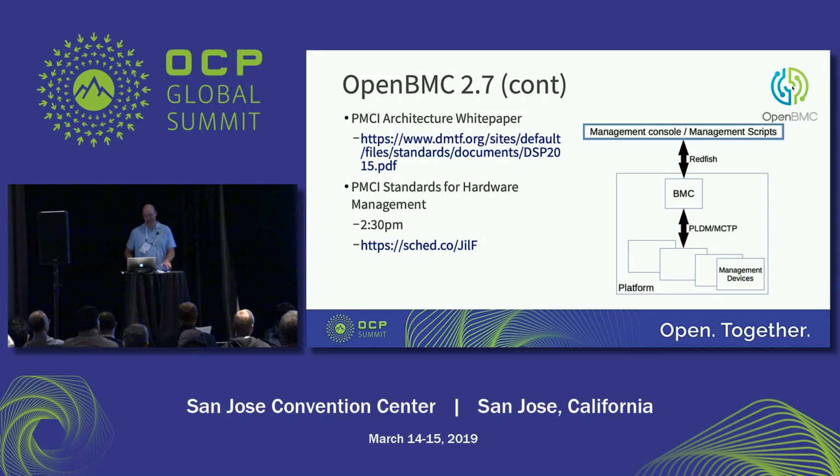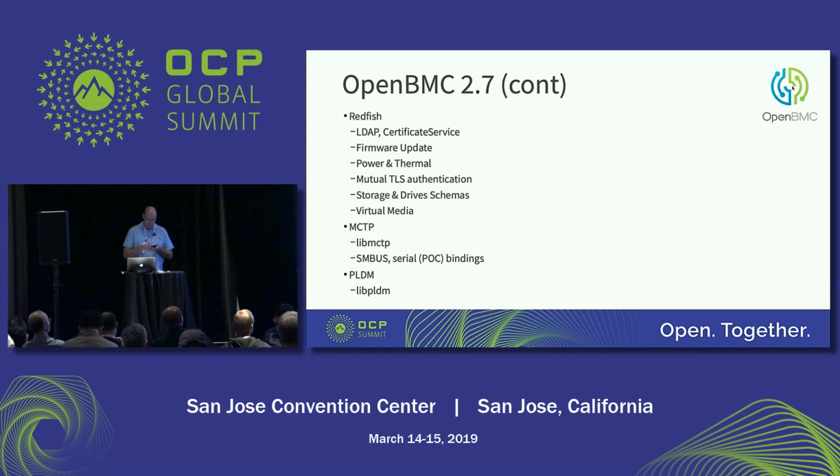And in my picture here, all I'm really trying to show is that you've got the PLDM protocol and MCTP transports for different management components talking to each other inside the box, right? Like a server, let's say. And then you've got Redfish for talking externally to management things like consoles or scripts or whatever. So those are some of the details of what we're looking to do in 2.7 in those spaces.